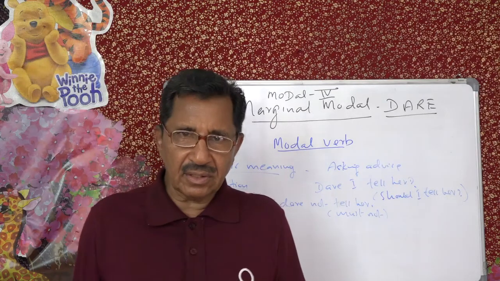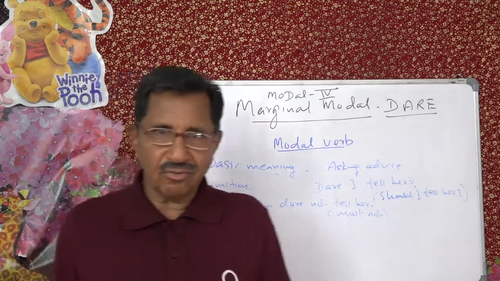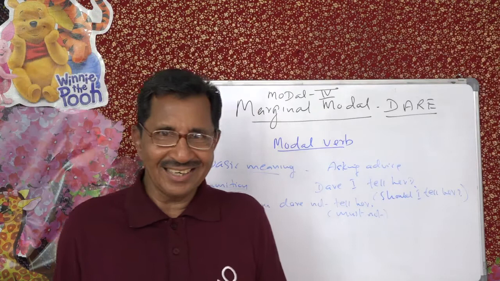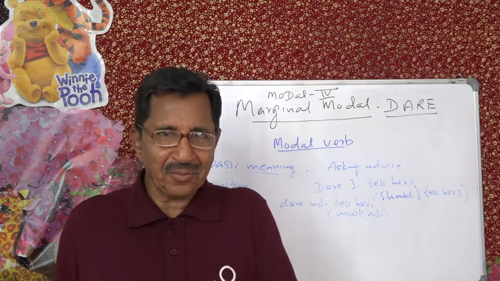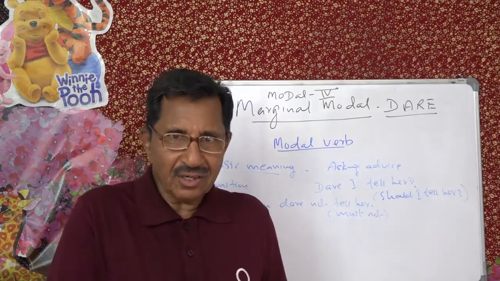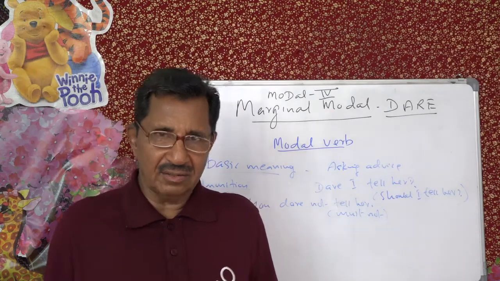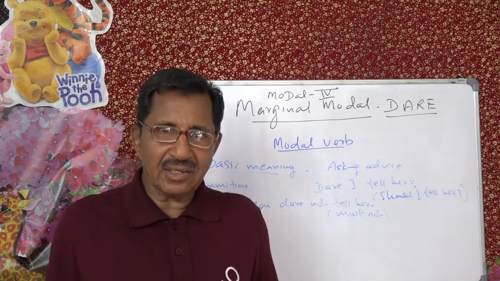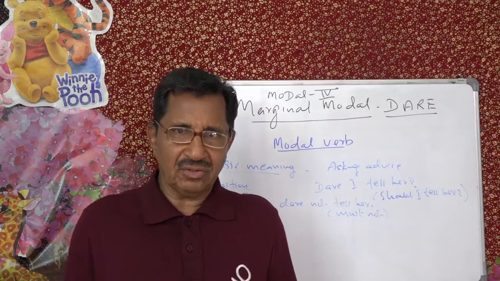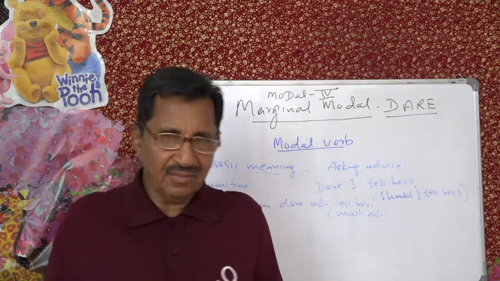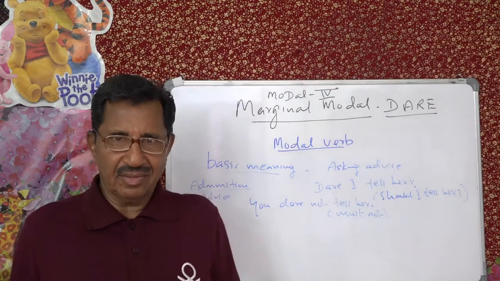Revaluation, sometimes he will get 2 ranks instead of 1. Understand? 2 first ranks, not 1 first rank. So don't tell her now. That is, you dare not tell her. It is not courage, but you must know. Admonition, advice. You are giving a kind of advice. Understand?